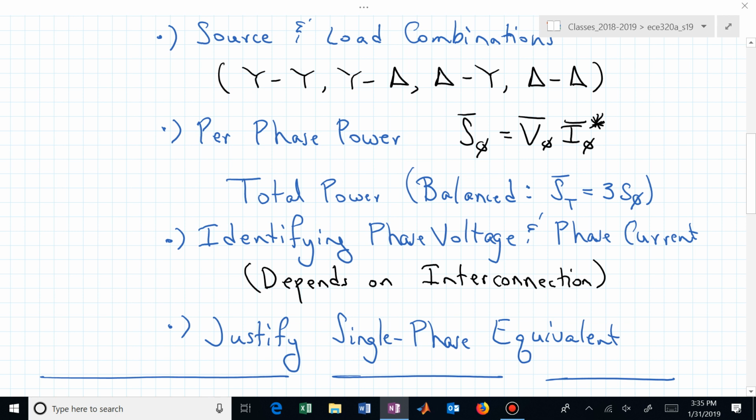Where you get confused is keeping track of, maybe you won't, but generally it's more challenging to keep track of what you mean by a phase voltage and what you mean by a phase current. What those represent depends on how the source or the load is interconnected. So in a Y configuration, well, we'll get to that, but sometimes the phase current is the same as the line current. Sometimes it is not. It depends on how your systems, or subsystems, are interconnected.